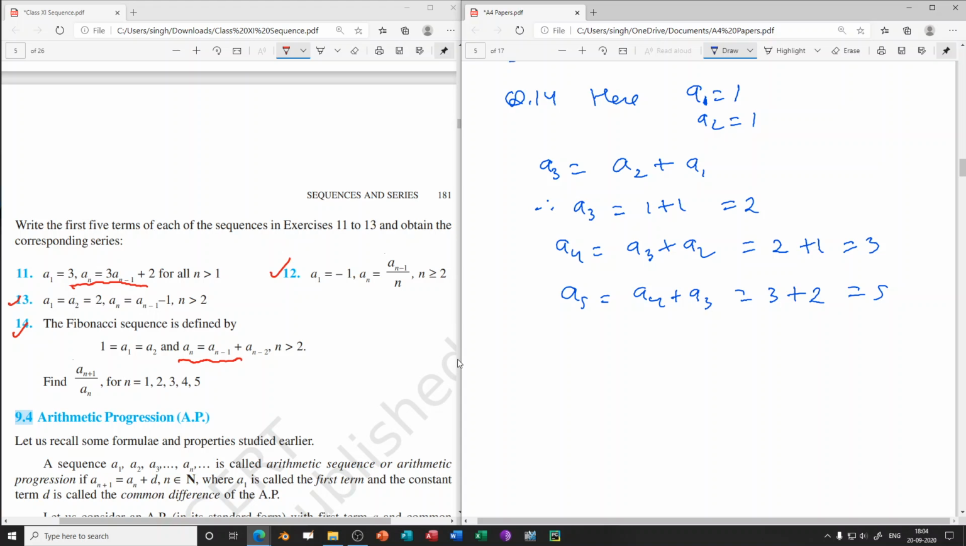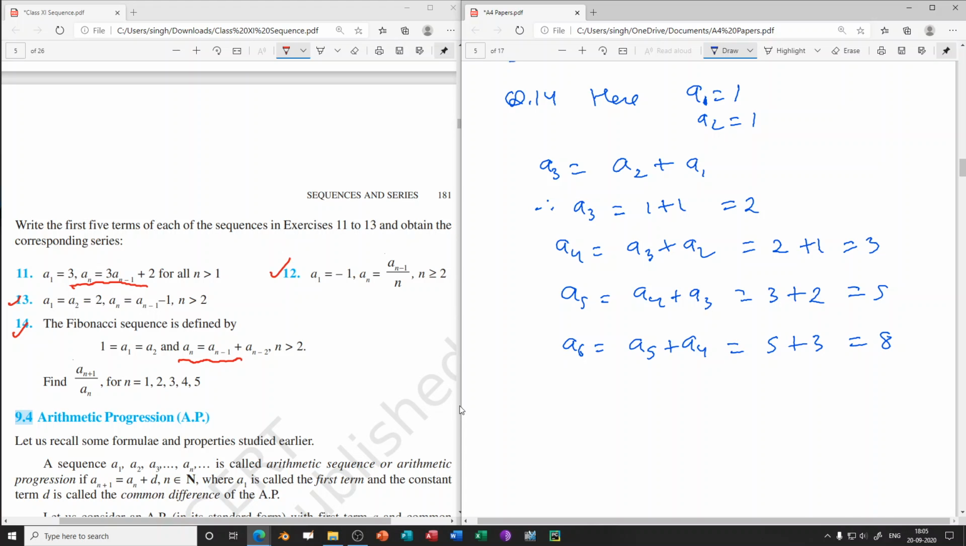So when n is greater than 2, what do we have to write? Suppose third term, fourth term, fifth term, they all will be the sum of the earlier two terms. That is why we have got a3 as a2 plus a1, a4 as a3 plus a2, and similarly a5 as a4 plus a3. So what is a6? a6 is nothing but the sum of the earlier two terms, that is a5 plus a4. What is a5? 5. What is a4? 3. So that is equal to 8.